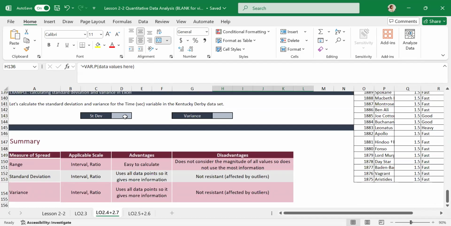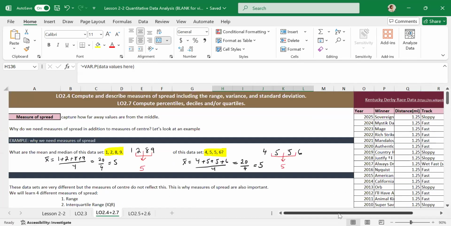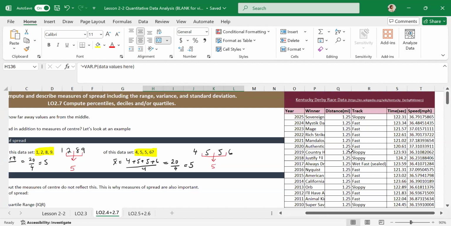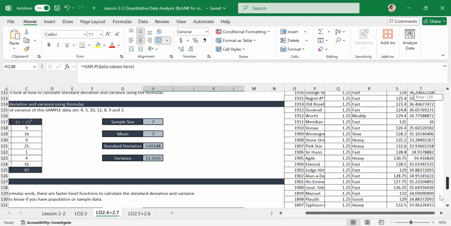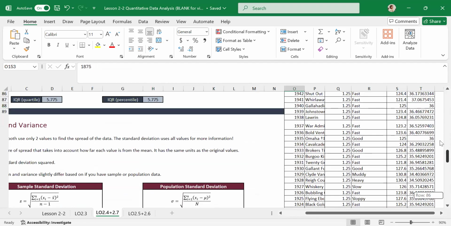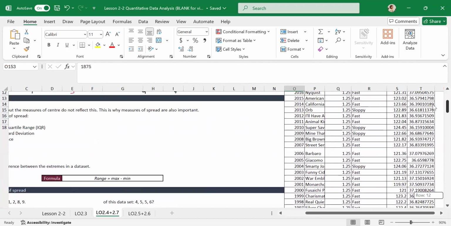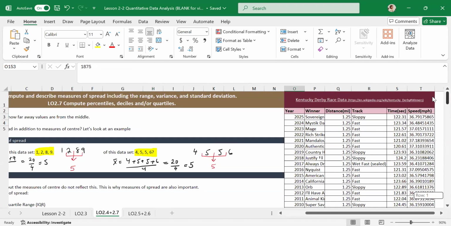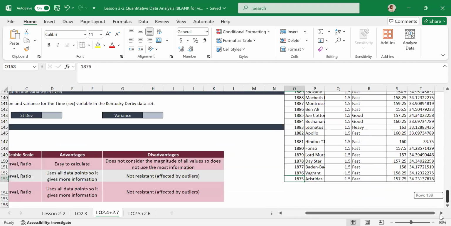So we're finally ready to try out these formulas, the fast way of using them, for our data set on the Kentucky Derby for time in seconds. To know which formula to use, first you have to determine if you have population or sample data. The Kentucky Derby has been run since 1875, and if you look at this data set, we have every single year since that time, since 1875.